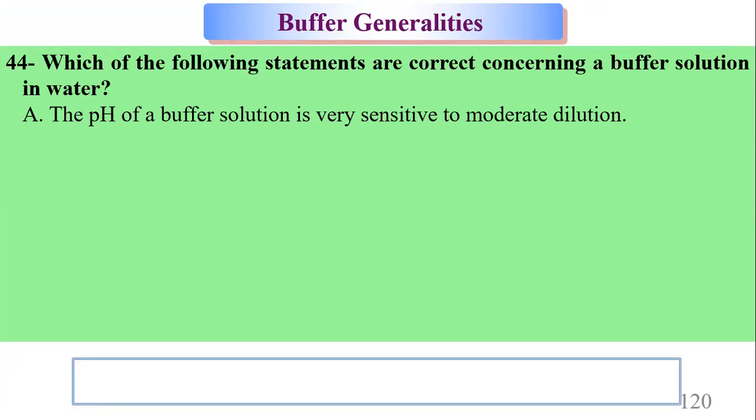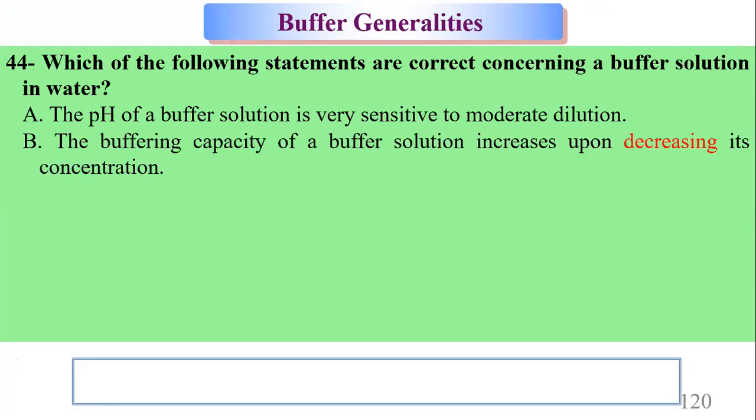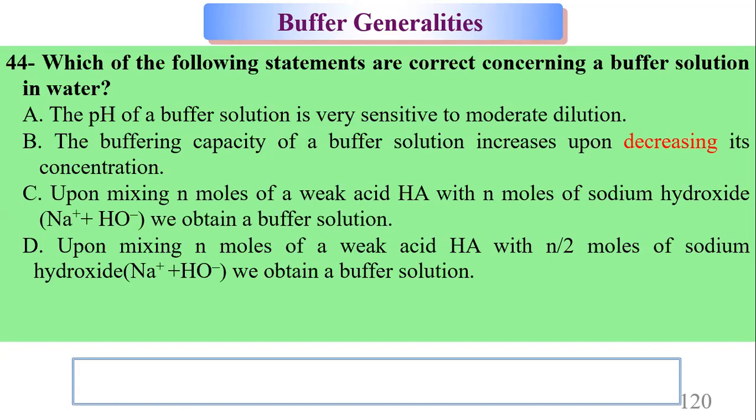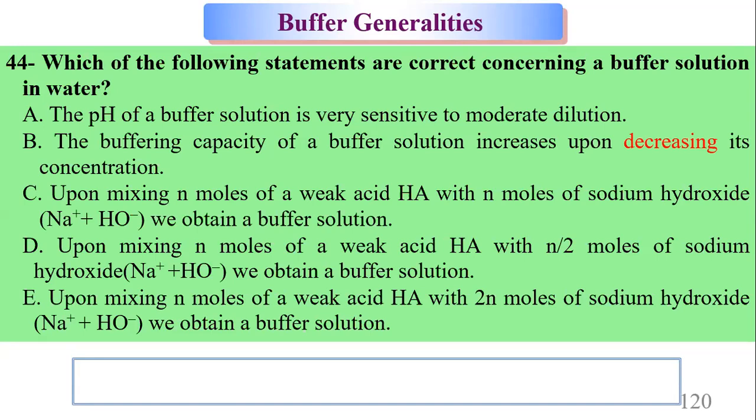The pH of a buffer solution is sensitive to moderate dilution. The buffering capacity of a buffer increases upon decreasing its concentration. Upon mixing n moles of a weak acid and n moles of sodium hydroxide, we obtain a buffer. Mixing n moles of weak acid and n divided by 2 moles of sodium hydroxide, we obtain a buffer. Mixing of HA with 2 moles of sodium hydroxide, we obtain a buffer.